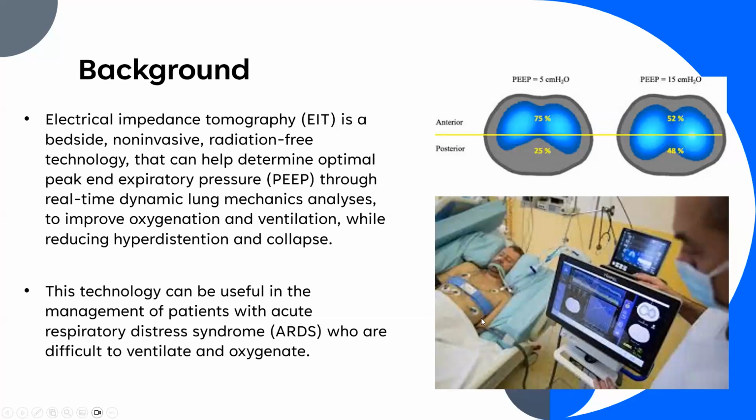And I do have a picture here that also comes from Temple's website of just what it can look like, for example, having that Temple console next to your bedside with a patient hooked up to it.